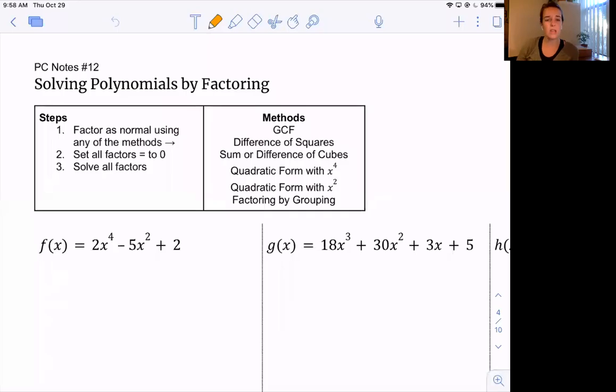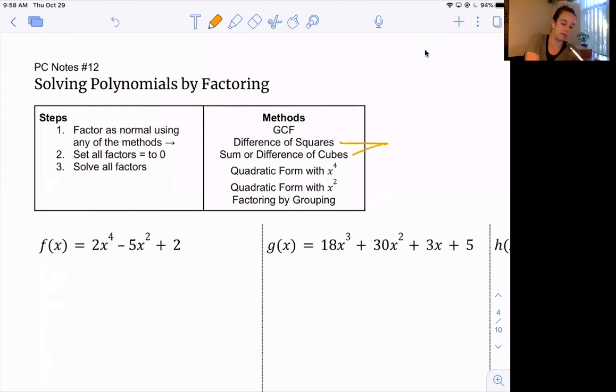All right, so solving polynomials by factoring has 3 major steps. Number 1 is to factor as normal with any of the methods that we were learning before. So we can use any of those methods. Remember that some of them are better for other things.